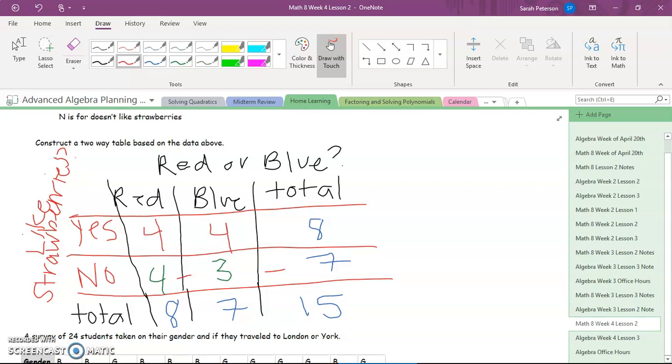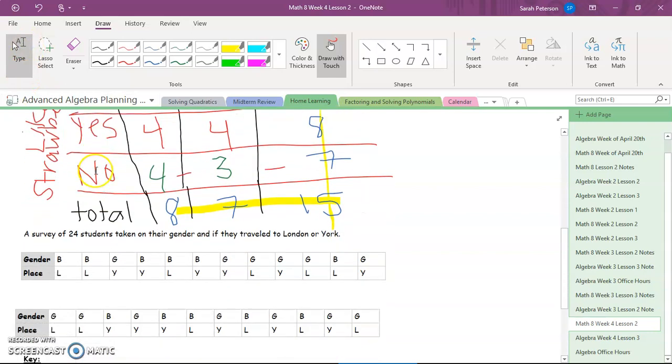And I always start by doing the totals. So you always want to start by doing your totals first. Once you've done your totals, the middle part will be super, super easy. All right, so that is example number 1. I'm going to now look at example number 2.